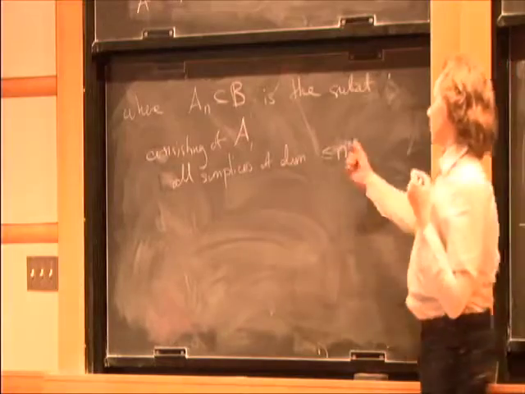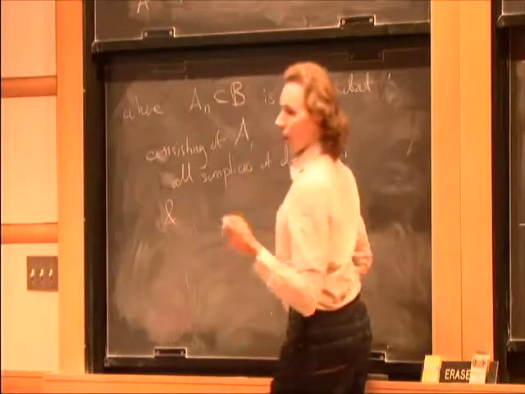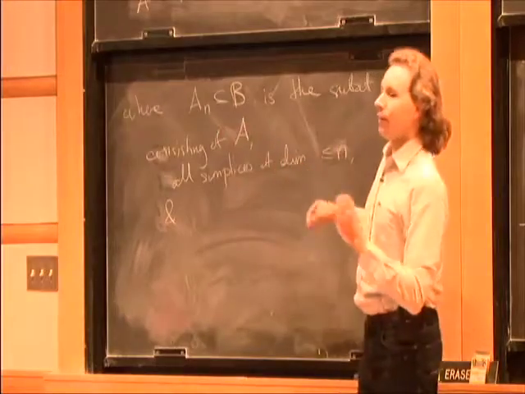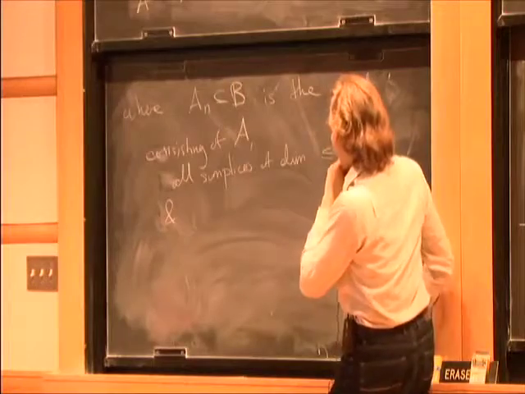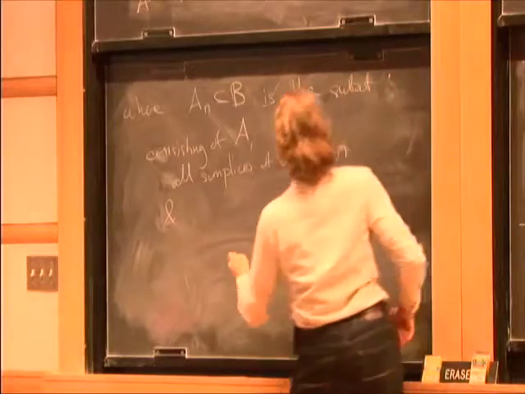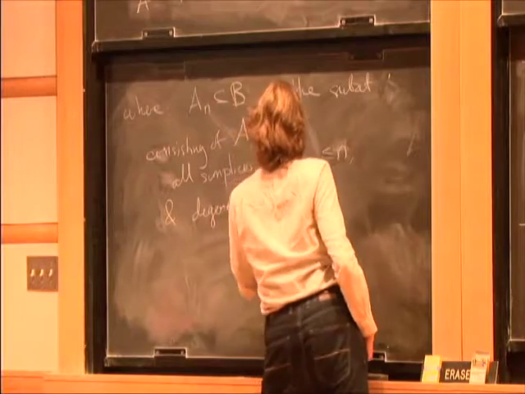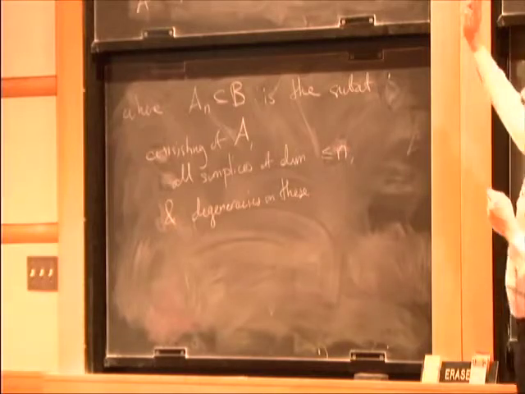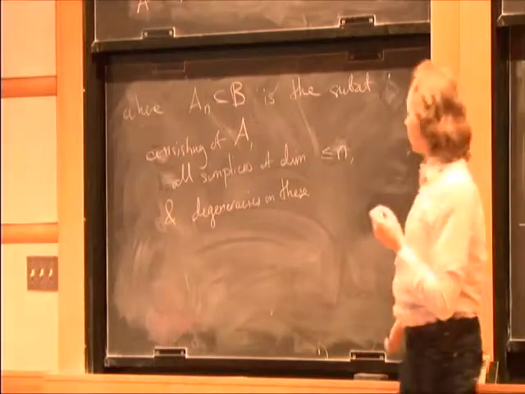So in A0, we throw in all the zero cells of B, in A1, we throw in all the one cells. Sorry? Is n a parameter here? Yes, so for each n, we're defining an An this way. Yep, thank you. And also, to be a subsimplicial set, we need to also throw in the degeneracies on these.